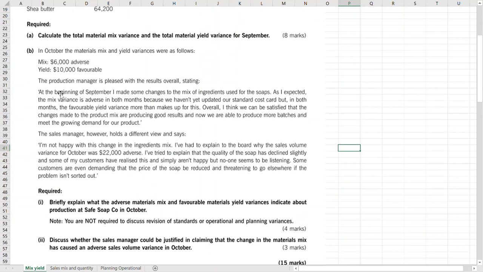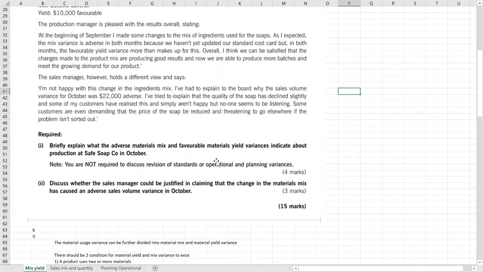And then we have section B. The requirement is: briefly explain what the adverse material mix and favorable material yield variance indicate about production at Safe Soap Co. in October. You are not required to discuss the revision of standards or operational and planning variances. Operational and planning variance is something else we will study. And discuss whether the sales manager could be justified in claiming that the changes in material mix have caused an adverse sales volume variance in October.